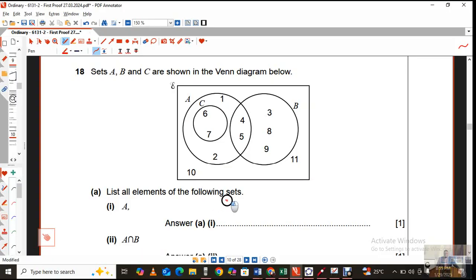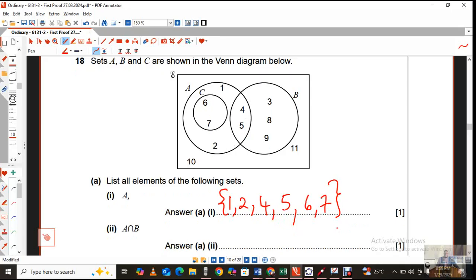I would advise you to write them in an order, chronological order. So obviously set A, 1 is there, 2 is there, 4 is there, 5 is there, 6 and 7 are also in there. These are all the elements. Okay, list the elements and then you can put them in those curly brackets. Part B, set A and B, the intercept, what do they share? They share the 4 and the 5, as you can see. So here is nothing but 4 and 5 for 1 mark.